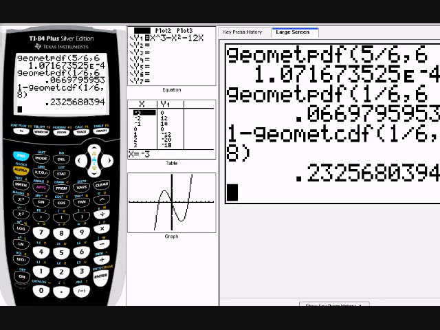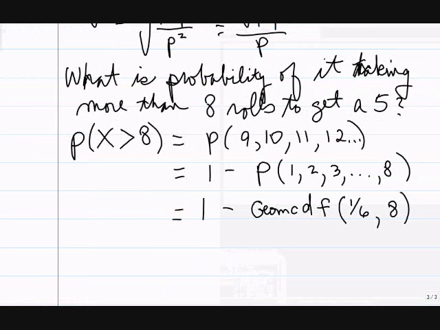I put 1/6, comma 8. I'm doing the cumulative again. And there is a little proof for the cumulative, which is a very simple function to do without a calculator, and it's using a geometric series.